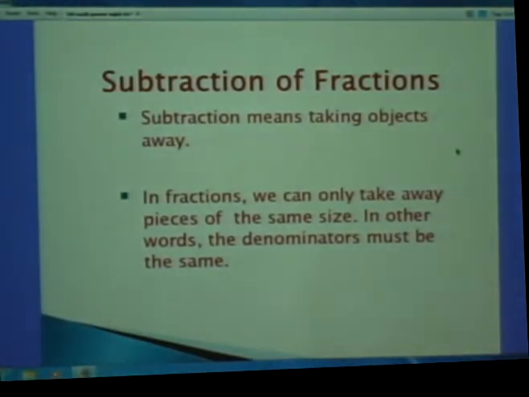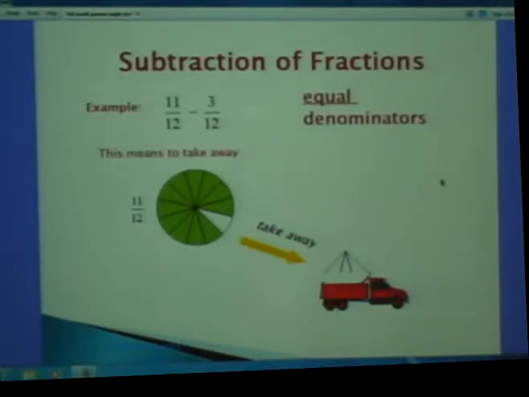All right. Okay, so here we are with subtraction of fractions, which we just did addition. Subtraction means taking objects away. So with fractions, we can only take away pieces of the same size. In other words, the denominators must be the same. Like, I cannot compare apples to oranges, they got to be fruit.